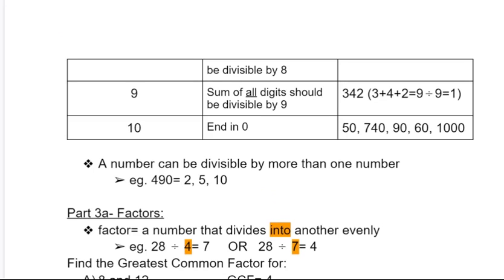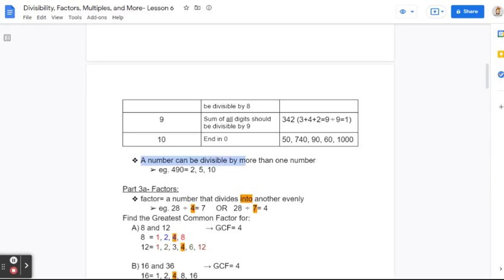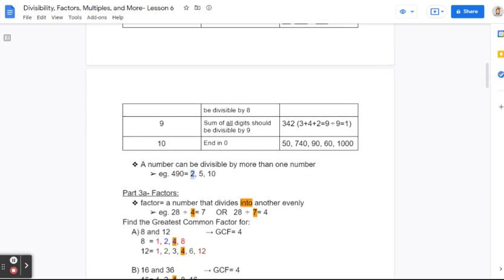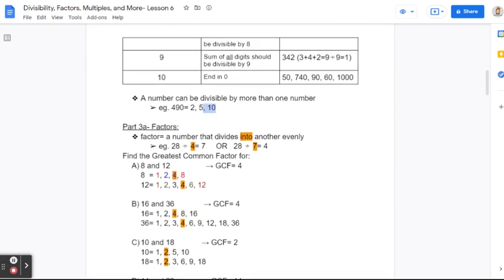Finally, for 10, the number has to end in a 0 for it to be divisible by 10. So for example, 50, 740, 90, 60, 1000, these are all numbers that are divisible by 10. And just a note that a number can be divisible by more than one number. So for example, 490 is divisible by 2 because it's an even number. It's divisible by 5 because it ends in a 0. And it's also divisible by 10 because it ends in a 0.